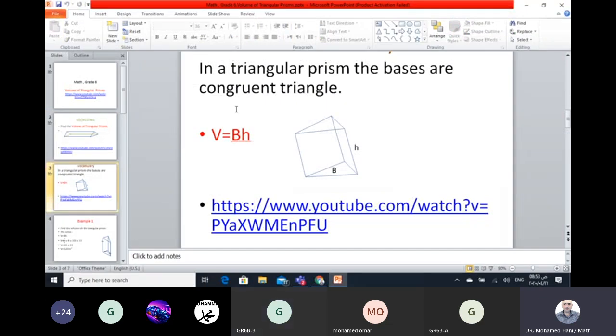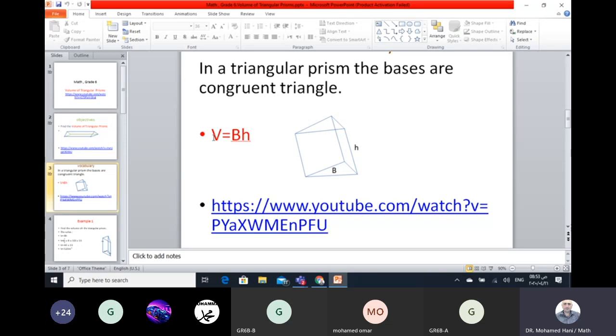In a triangular prism, the bases are congruent triangles. As you see here, this is the first base, and this is the second base. The two opposite bases are parallel and congruent, so this base is the same size as this base. How to solve the volume of this triangular prism? Use the formula.